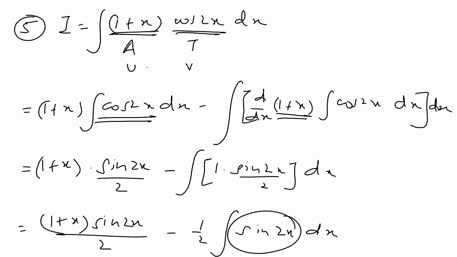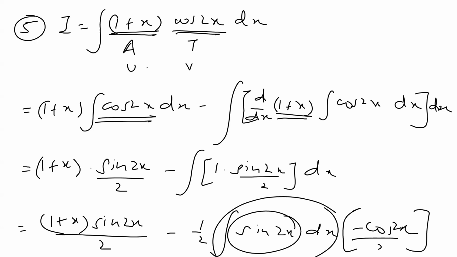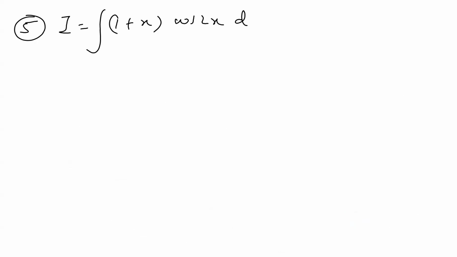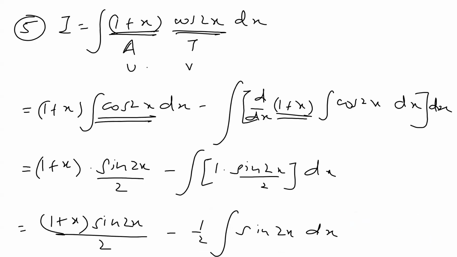So 1 plus x sin 2x upon 2 minus half integration of sin 2x. Now integration of sin 2x is minus cos 2x upon 2. Okay, but then write this thing within a bracket like this. Okay, now this minus and this minus will be plus, and 2 into 2 will be 4. So all these things you do. That's pretty simple. Okay, so after this, just integrate sin 2x. Let's go to question number 6.